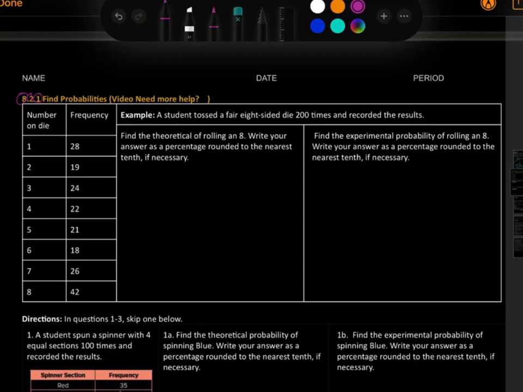A student tossed a fair eight-sided die 200 times and recorded the results. Find the theoretical probability of rolling an 8. Write your answer as a percentage rounded to the nearest tenth if necessary. Okay, in this example, you have an 8-sided die. And each of these, I don't know how to draw that, but it's equally likely to get a number.